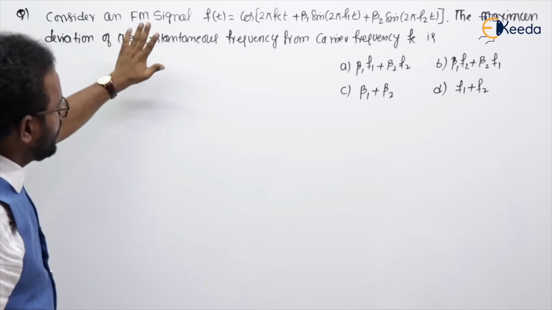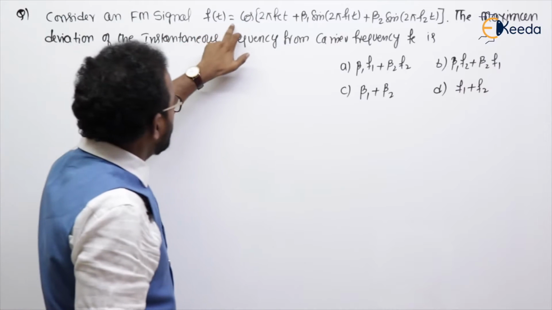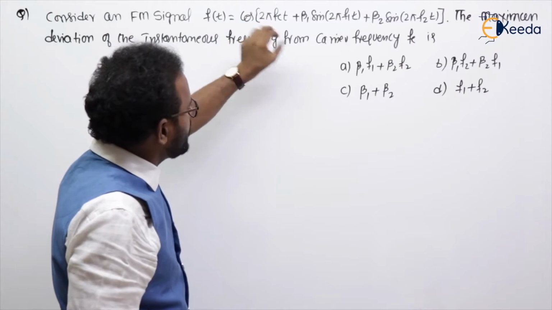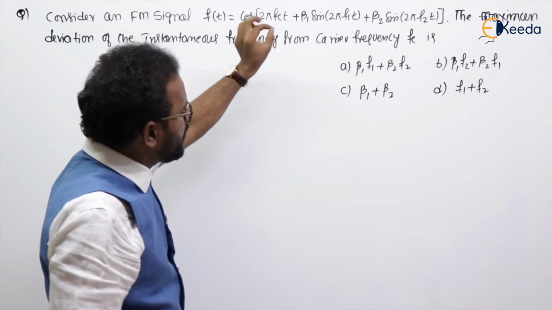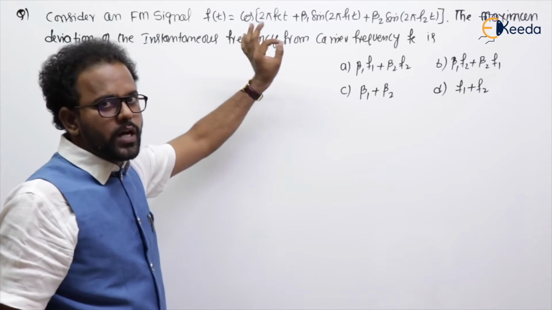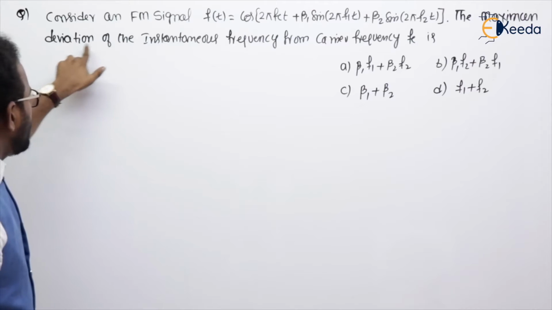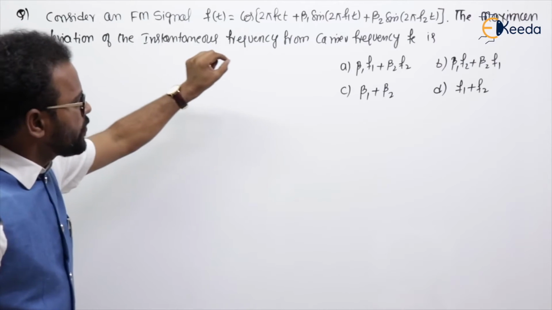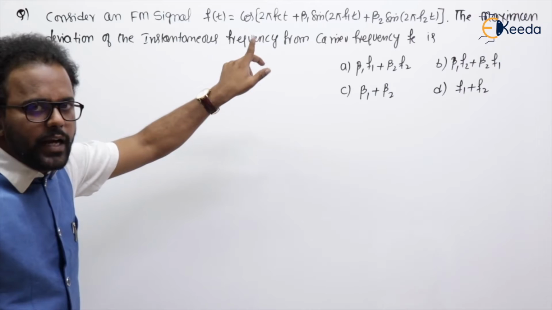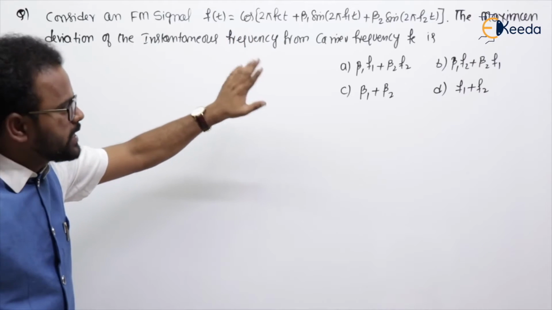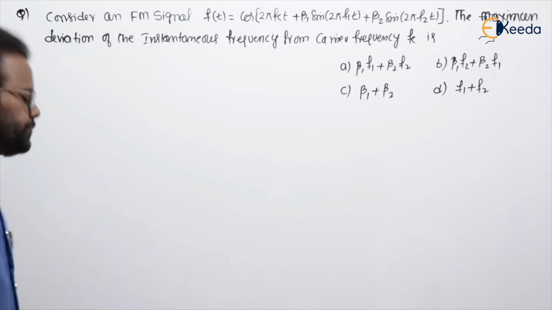Consider an FM signal f of t equal to cos 2 pi fct plus beta 1 sin 2 pi f1 t plus beta 2 sin 2 pi f2 t. The maximum deviation of the instantaneous frequency from the carrier frequency fc is... He has given some options there.